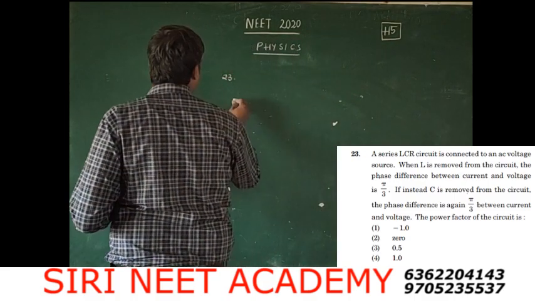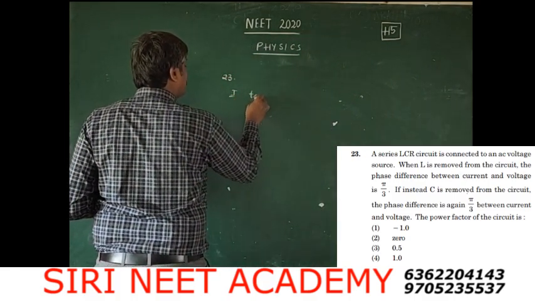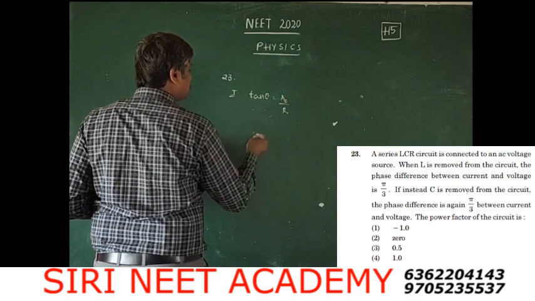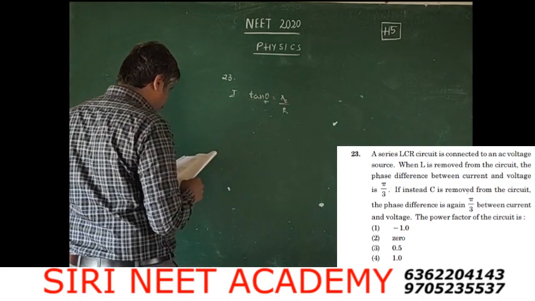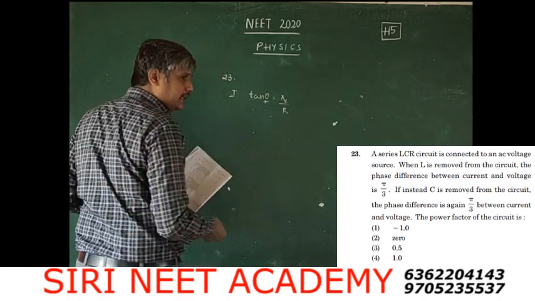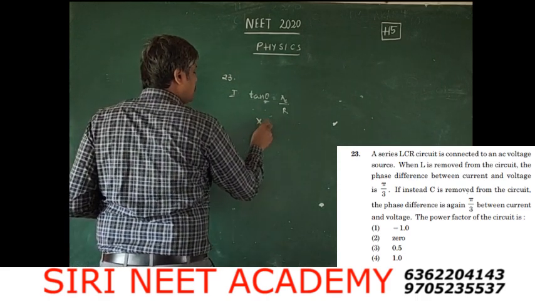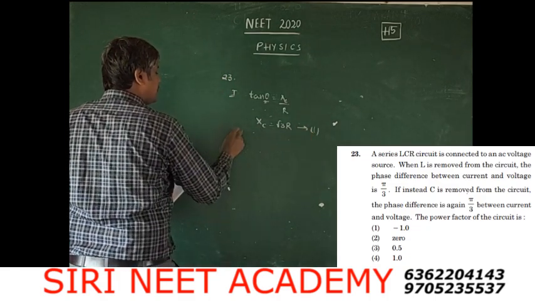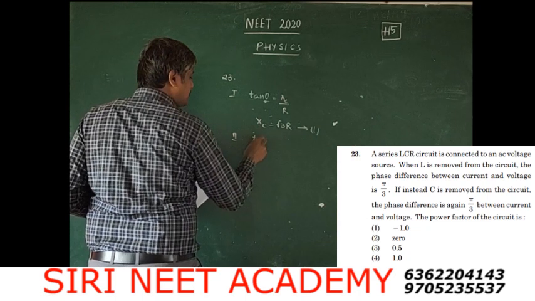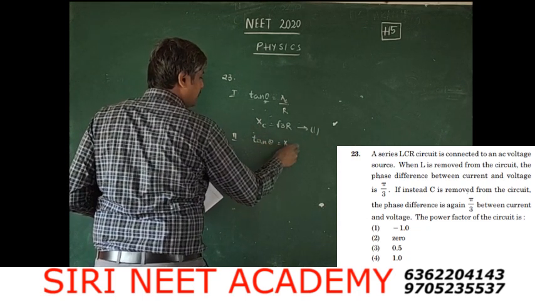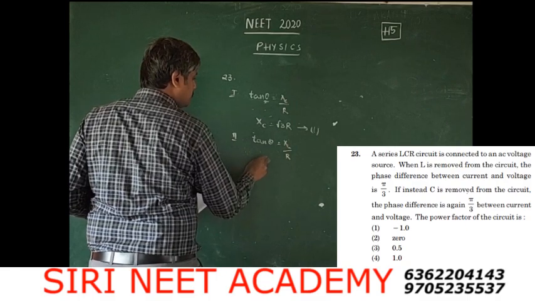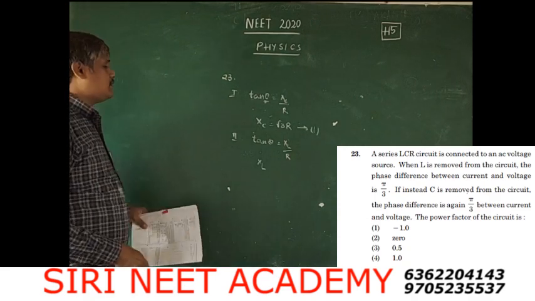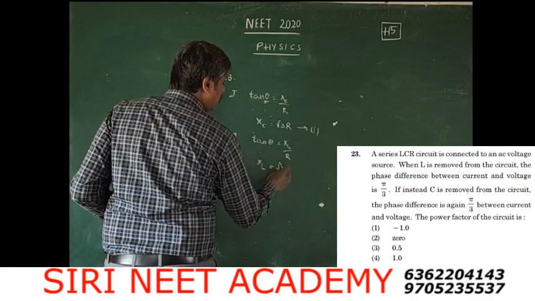In the first case, tan theta is equal to Xc by R, and theta is given to be 60 degrees. So tan 60 is root 3. So Xc is equal to root 3 R. This is first. And in the second case, the capacitor is removed, so tan theta is given by XL by R. In this case also the angle between the current and voltage is 60 degrees. So XL is equal to root 3 R.